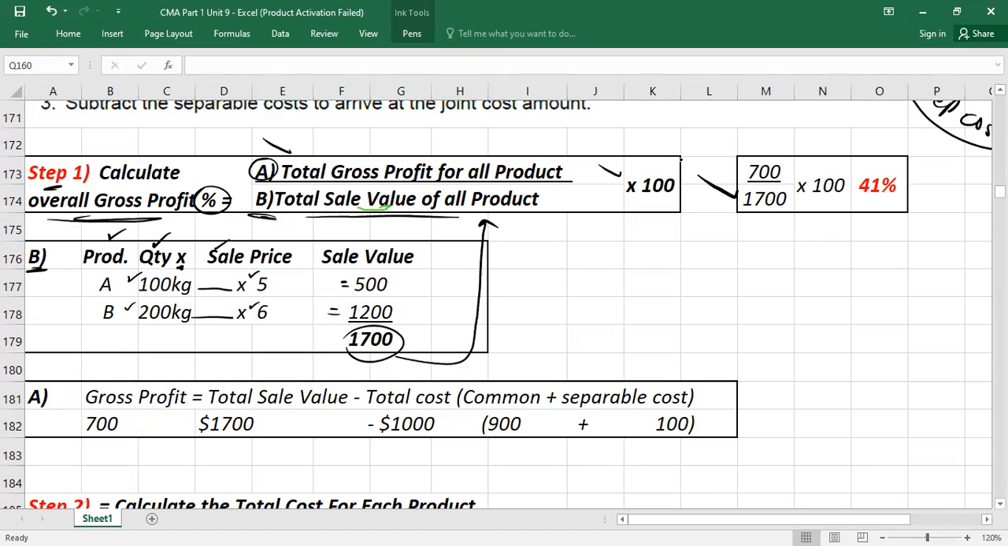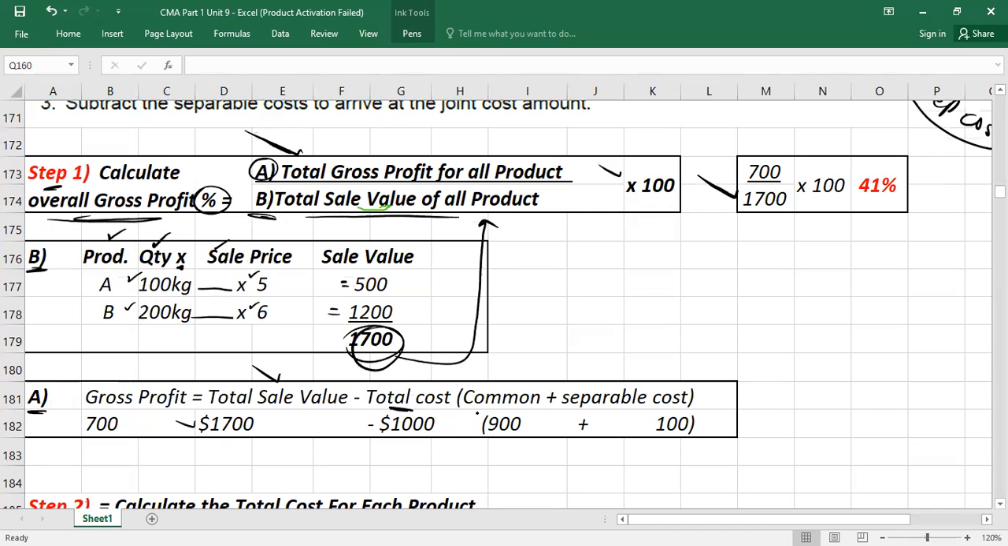Understood? Now I want the numerator. What is numerator? Total gross profit. Gross profit, how I will calculate? Don't worry. So gross profit A I am going to calculate. I'll take total sales value, which is 1700. From there, I'll deduct which cost?